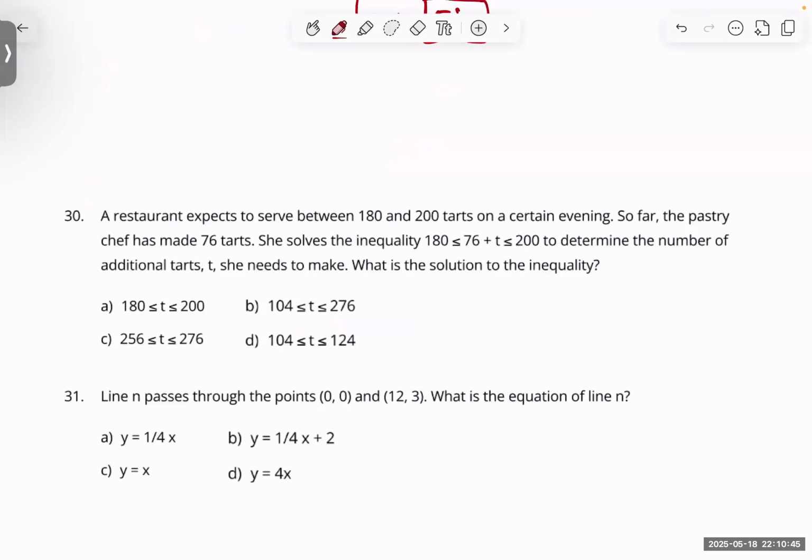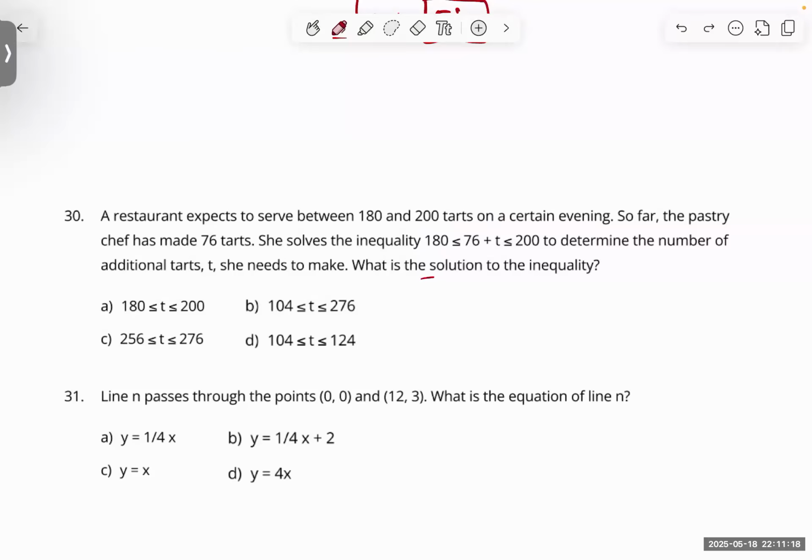Number 30, we're almost done. 16 questions left, and we're only 70 minutes in out of 115 minutes. So we have 45 minutes left, which is really good. A restaurant expects to serve between 180 and 200 tarts on a certain evening. So far, the pastry chef has made 76 tarts. She solves this inequality to determine the number of additional tarts T she needs to make. What is the solution to the inequality?